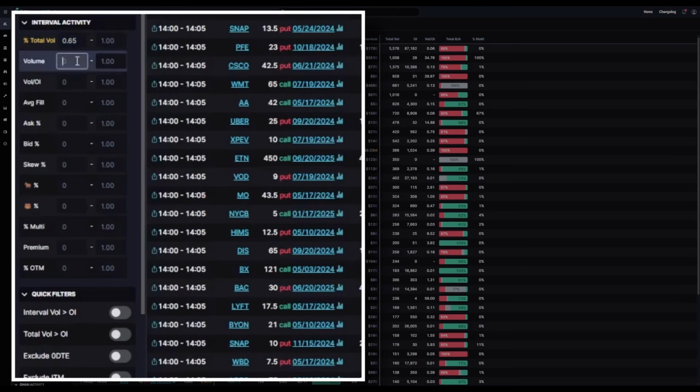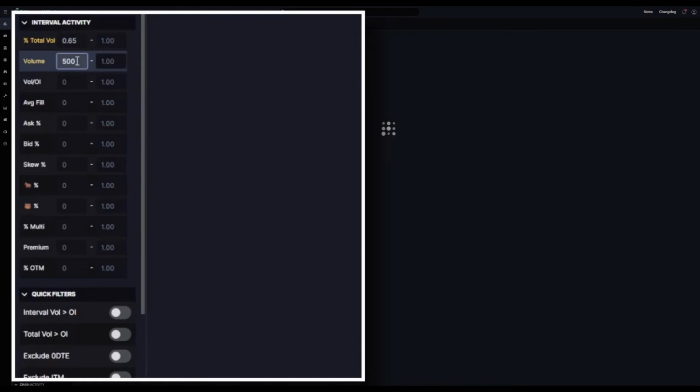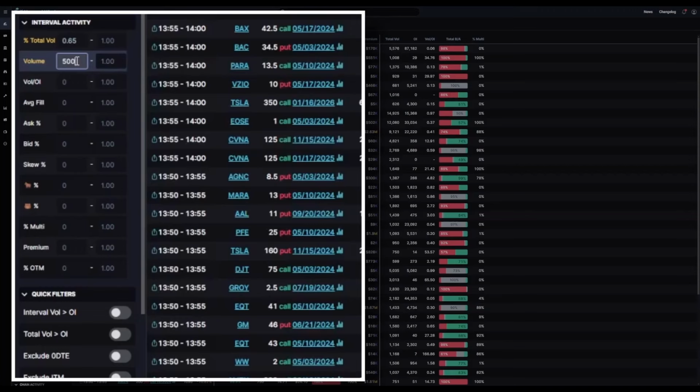For volume, I don't want it to be too low because then I'll get too much data, but I also don't want it to be too high because I might miss some lower volume contracts or lower volume stocks. So I'm gonna go ahead and set this to a modest 500 contracts. We'll still see some noise in here, but it'll also help me hit on some lower volume names as well.